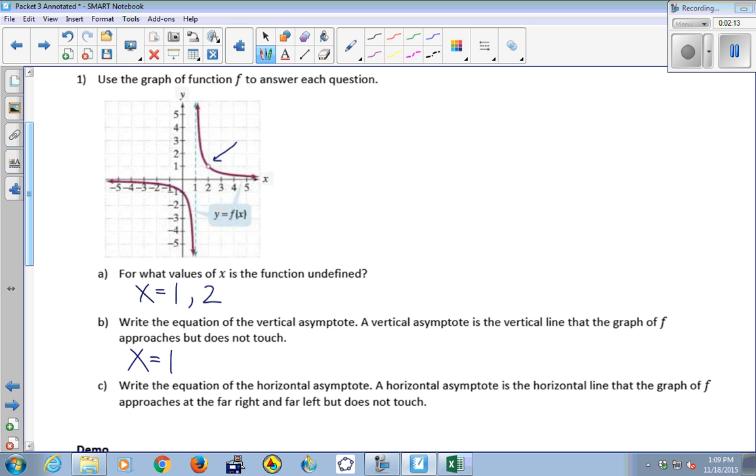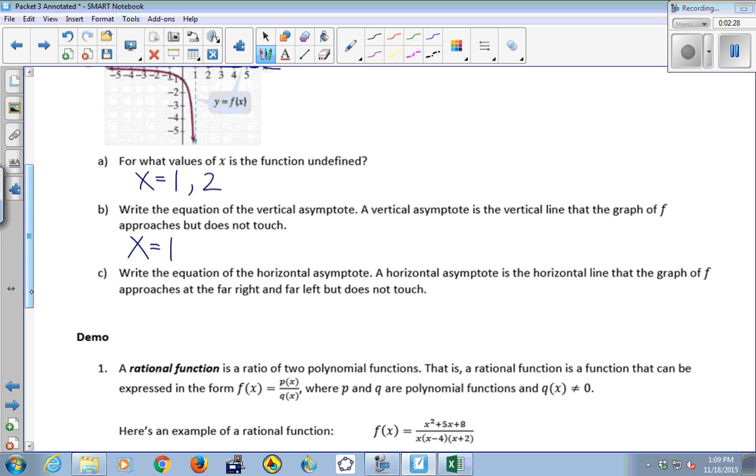And then there's also a horizontal asymptote in this graph. Y equals 0. The x-axis is a horizontal line that the graph approaches from above and approaches from below, never touches, never crosses. That is the line y equals 0.